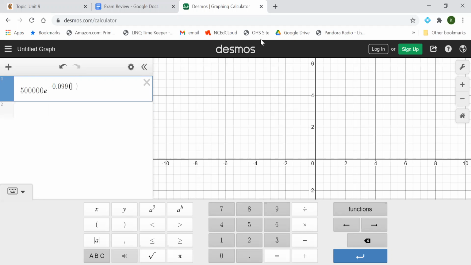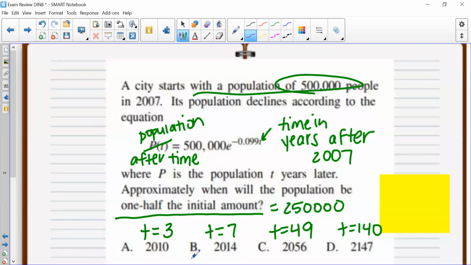If I want to try answer choice B, I just plug 7 in, because that's when T is 7. Answer choice B is very close. 250,036 is very close, so it's more than likely answer choice B. If you wanted to be sure, you could try the other ones and see that they're very far off. Because B gave me the closest number to 250,000, B is the answer choice I'm going to go with. So for this problem, I would say the answer is year 2014, answer choice B.